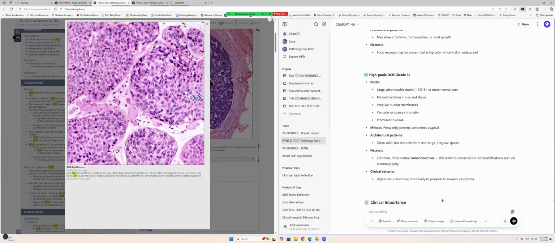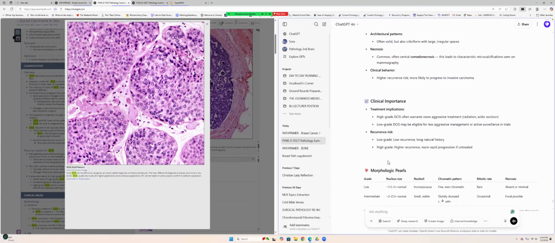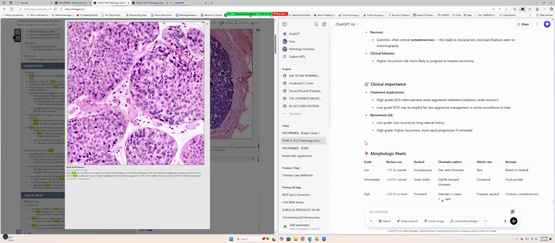Marked variation in size, irregularity, prominent nucleoli. Necrosis is frequently present in the solid and cribriform patterns. Central comedo necrosis leads to microcalcifications on mammography. High recurrence, and it can progress to invasive carcinoma when excised. High-grade DCIS warrants more aggressive treatment like radiation and wider excision. So if you say high-grade DCIS, they will radiate the patient. So be careful what you call.